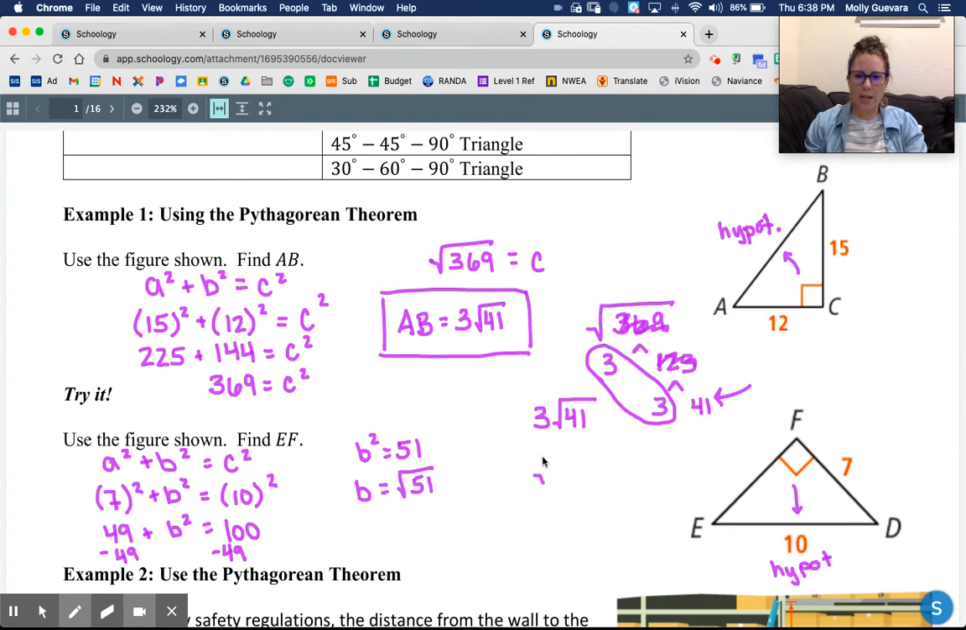Now I need to check, can I simplify the square root of 51? So I'm going to do my factor tree. 51 splits, it's 3 times 17. 3 doesn't split anymore because it's prime. Neither does 17, it can't split down. So since there's no pair of numbers, I can't simplify the square root of 51. That just tells me that the length of EF is just the square root of 51.